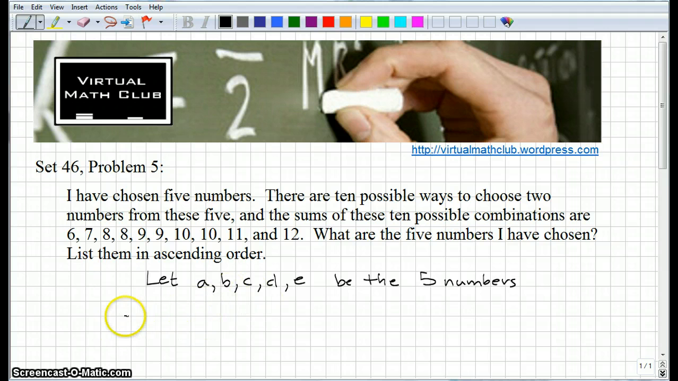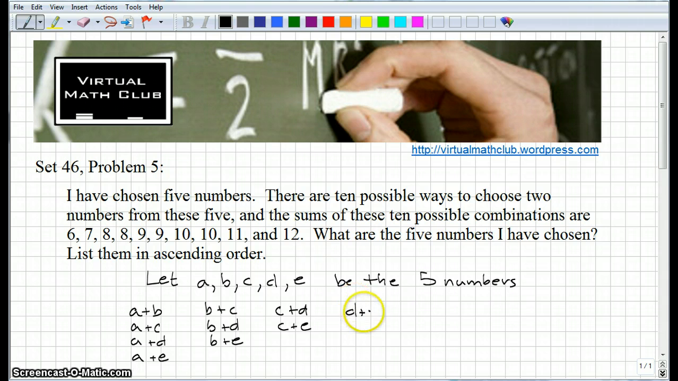If I were to take these 5 numbers and create all of the combinations of the sums that we could get, then I would have A plus B, A plus C, A plus D, A plus E. I could have B plus C, B plus D, and B plus E. Now I already have A plus B, so I don't need B plus A. So let's start with C: C plus D, and C plus E, and then I'd have D plus E. So those are the 10 combinations of any 2 numbers from this list of 5.